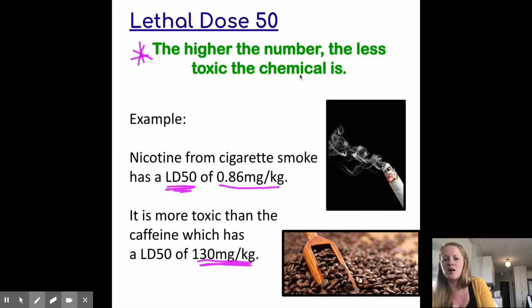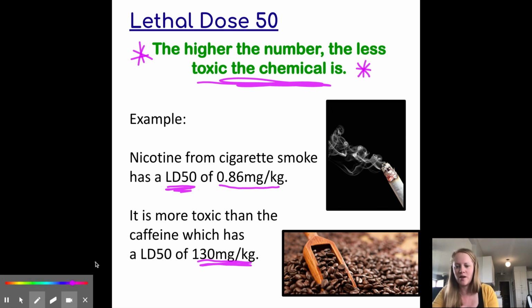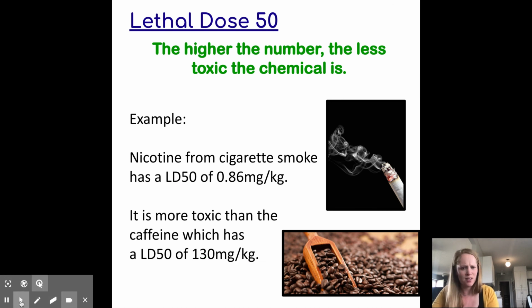So the higher the number, the less toxic the chemical is. Caffeine is not that toxic, and you're going to say, can you actually consume enough caffeine for it to kill you? No, your body cannot actually ingest enough of it, and your body processes it too fast for it to kill you. So no, you cannot drink enough caffeine or espresso shots or energy drinks for that to be the sole factor of killing you in regards to the LD50 part. Okay, so don't worry about it, but you probably still shouldn't be drinking an excessive amount of caffeine.